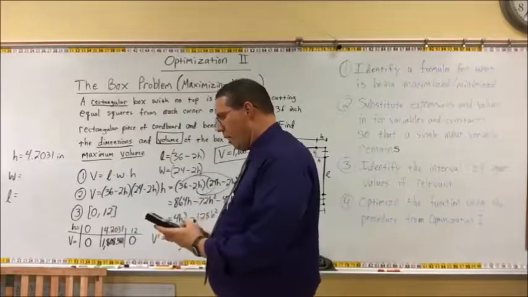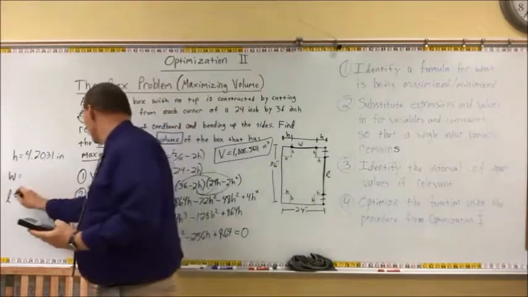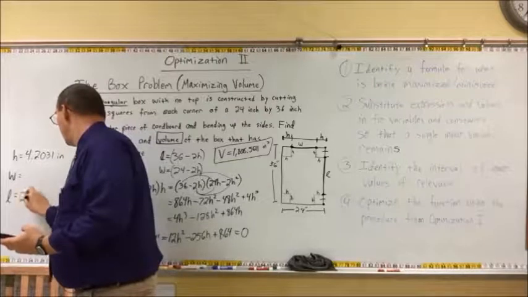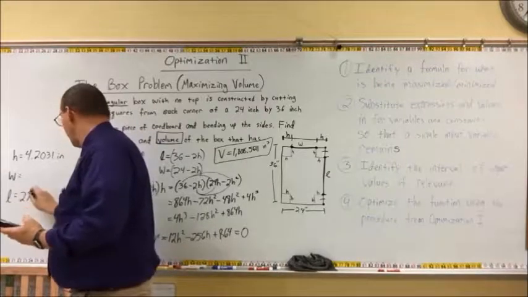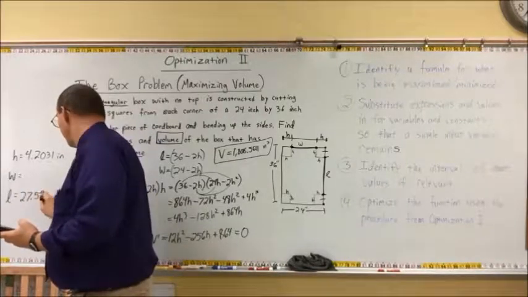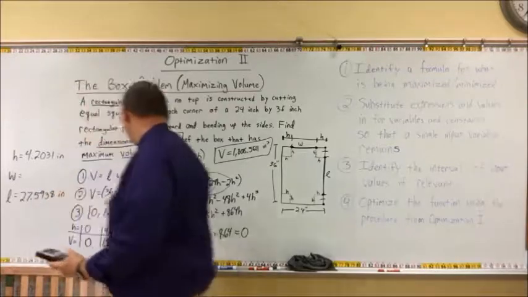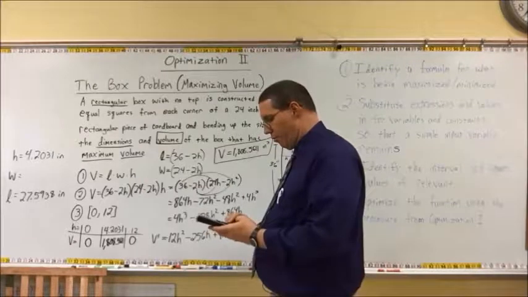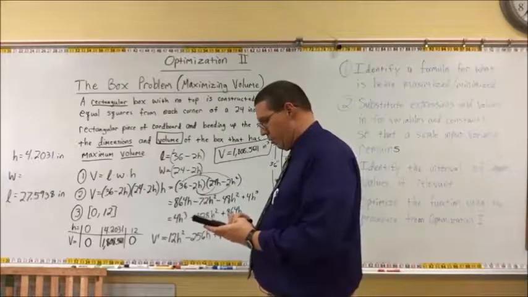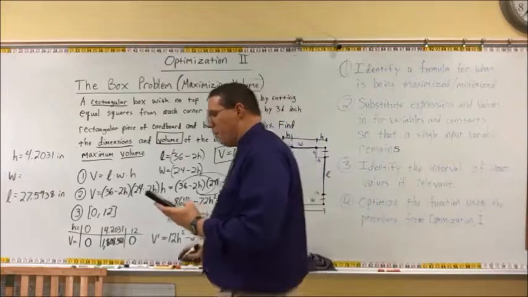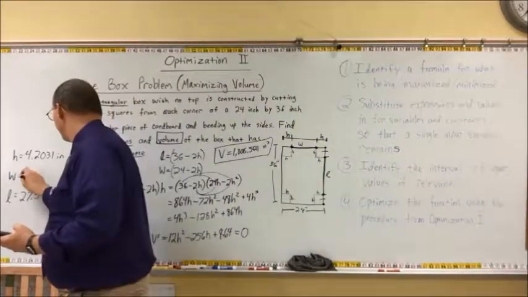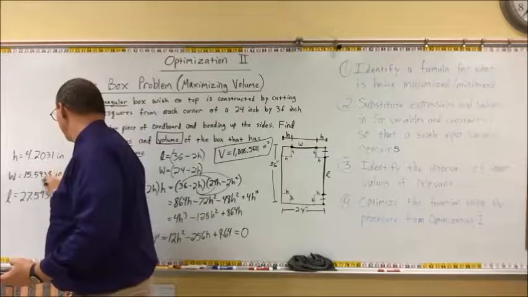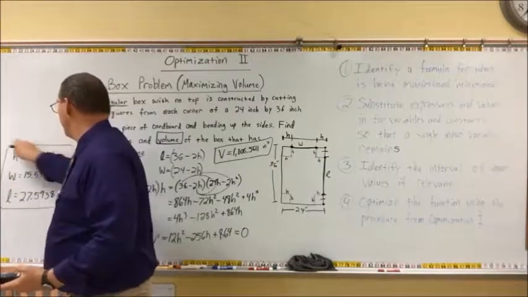4.2031. So our length, I'm sorry, our length is 27.5938 inches. And now we'll do the same thing for width. It's 24 minus 2h. 24 minus 2 times 4.2031. And that's 15.5938 inches. And so we have identified this box.